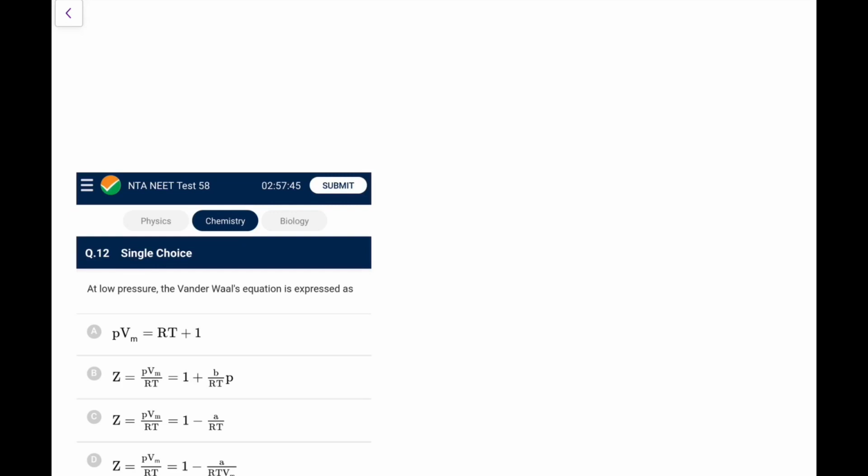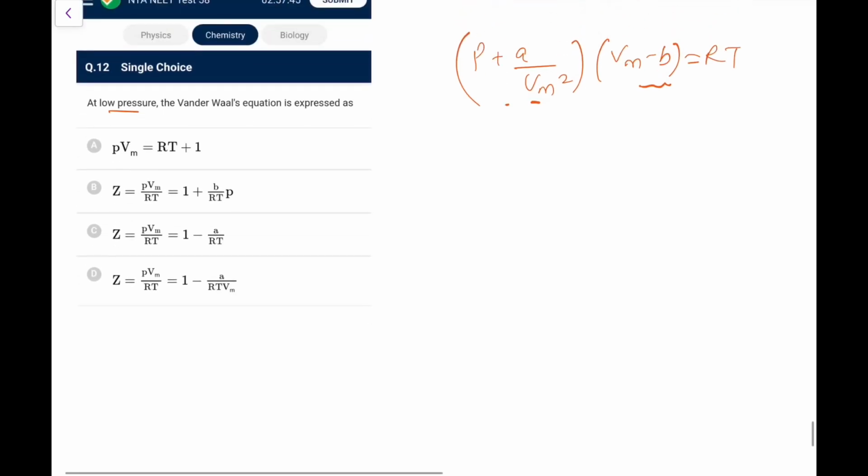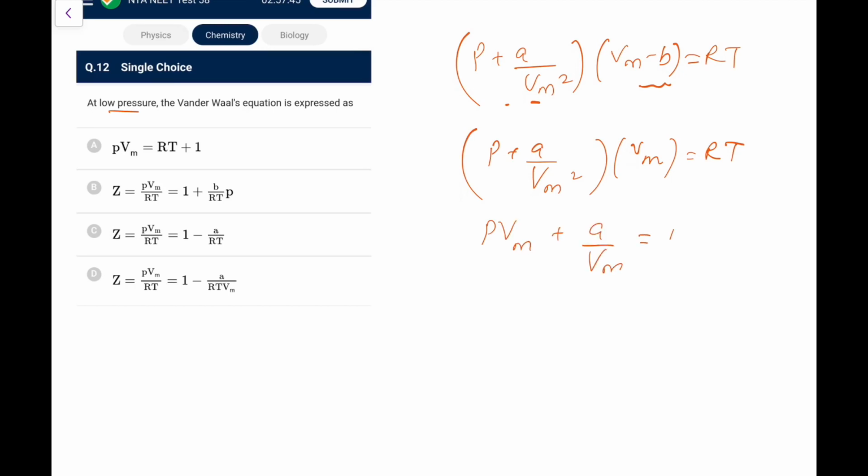Now next I have is question number 12. At low pressure, the van der Waals equation is expressed as. So what happens at low pressure? The basic equation is P plus a by Vm square into Vm minus b equals RT. You know this. Now what happens? You are given low pressure. So because pressure is low, this factor can be neglected, but this has to be added because pressure is already low. So what we have, P plus a by Vm square and approximately Vm equals RT. This is what we get. So now we get PVm plus a by Vm equals RT.